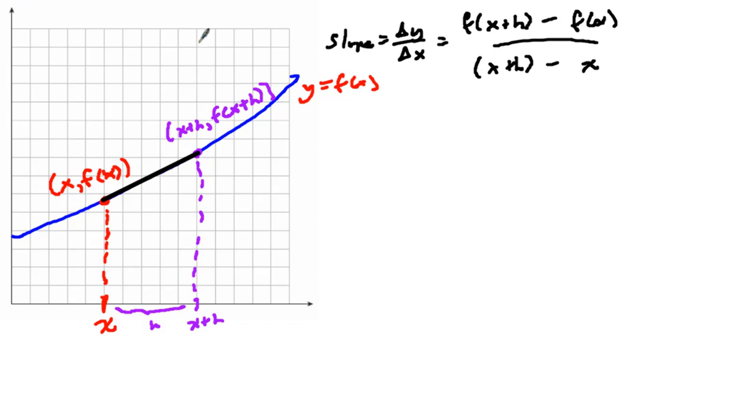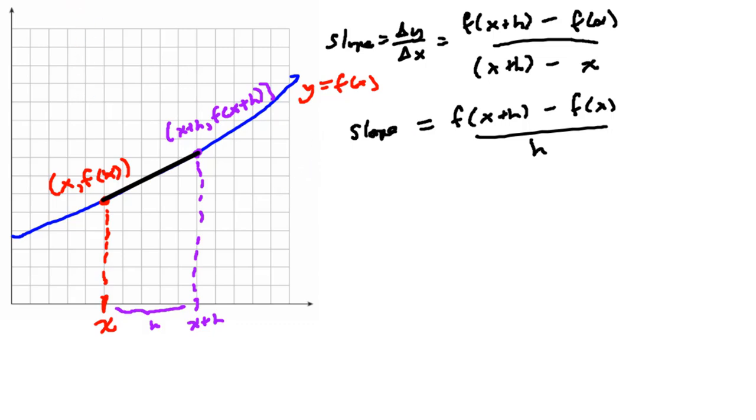Now you can see hopefully what happens here in the slope of this secant line: in the numerator we have f of x plus h minus f of x, over, can you see we have x minus x in the denominator, they cancel out, which means we have h. And that is the slope of what we call the secant line between these two points.